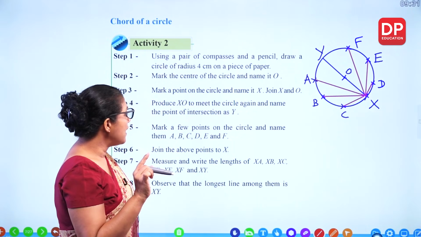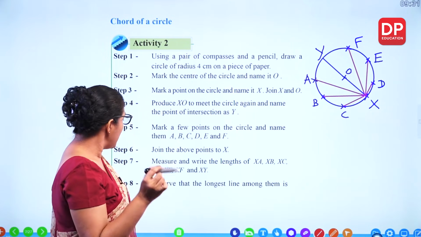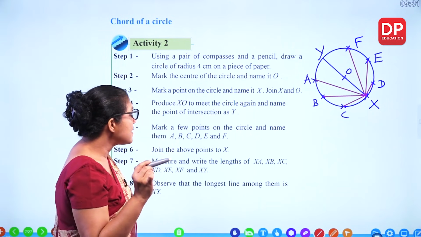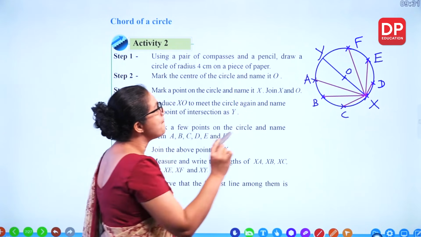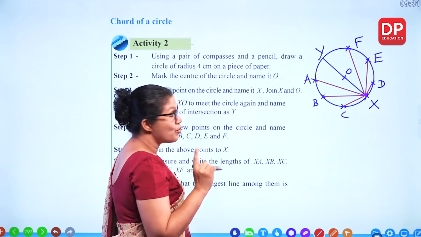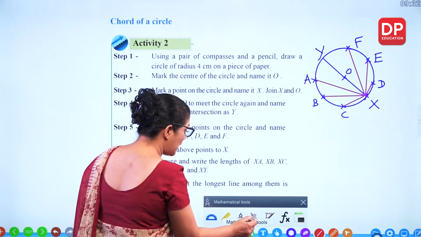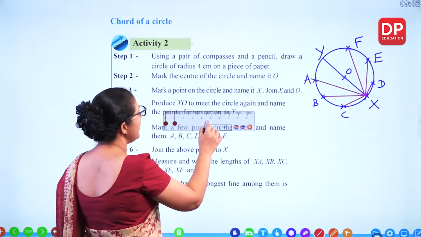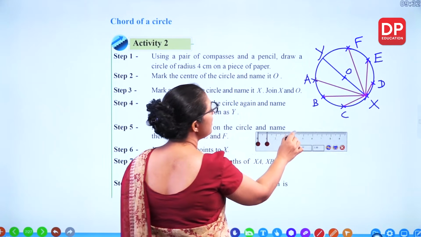Measure and write the lengths of XA, XB, XC up to XY and observe that the longest line among them is XY. So you can measure. Use the ruler to measure these lengths. Take the ruler to measure the lengths now. So we'll measure XA.